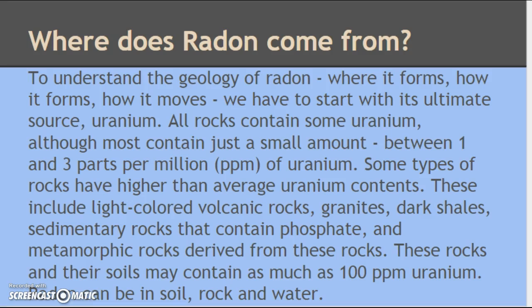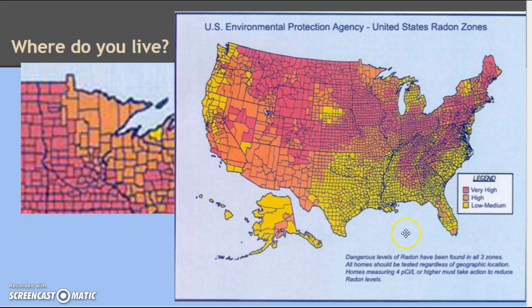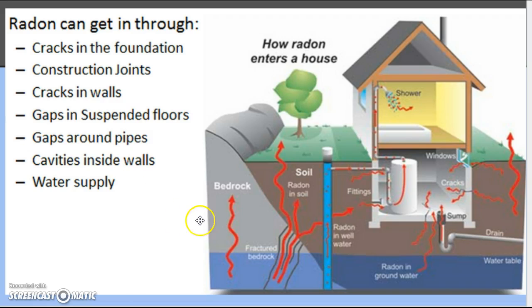And again, radon can be found in soil, rock, and water. So basically, it's naturally everywhere in the rocks. Some places have higher concentration of it, which again is why we have this map here. And it doesn't all depend on soil concentration. It also depends on your house. And it also depends on if the soil is wet or dry.